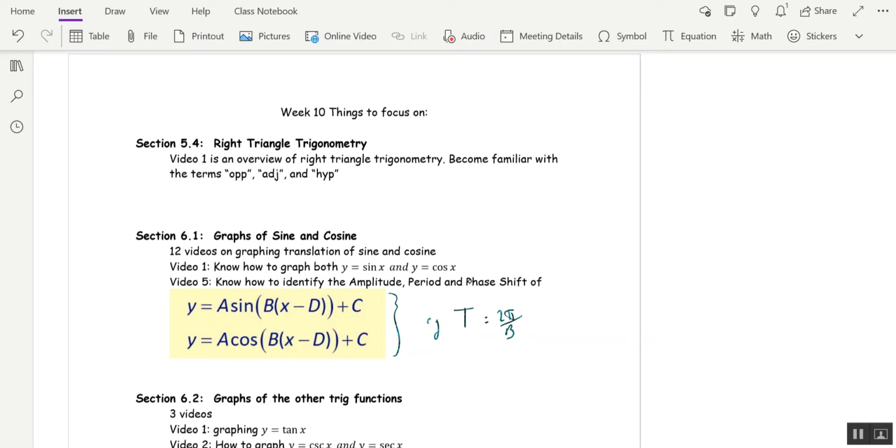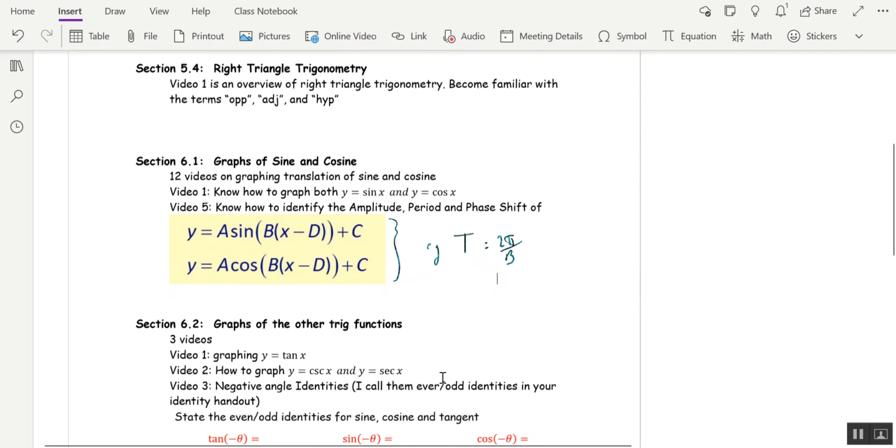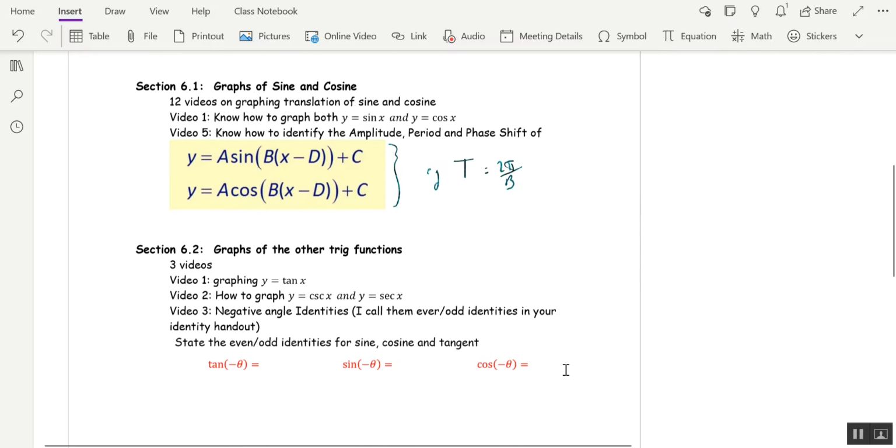Okay, and then section 6.2 is a little shorter. There's only 3 videos. How to graph tangent, and I suggest you watch that. Actually, I suggest you watch all 3. How to graph cosecant and secant. Now, you don't have to memorize the graphs of cosecant and secant. You do have to memorize the graphs of sine, cosine, and tangent.